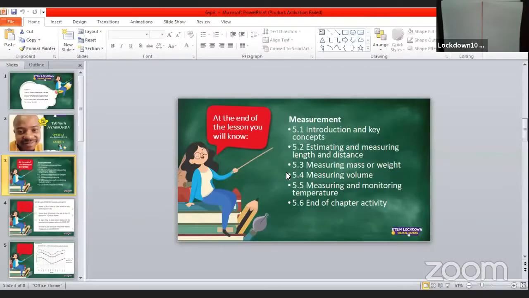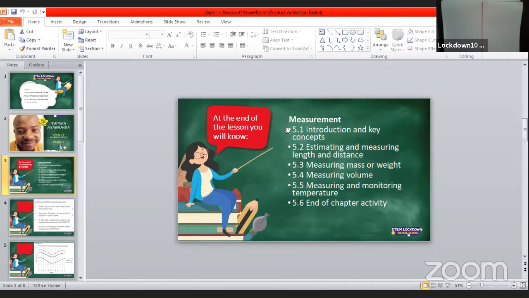So this is what we have been looking at so far. We have looked at estimating and measuring length, estimating and measuring distance, and measuring mass and weight. Last week we did measuring volume. Today's lesson is about measuring and monitoring temperature, which completes the topic of measurement.